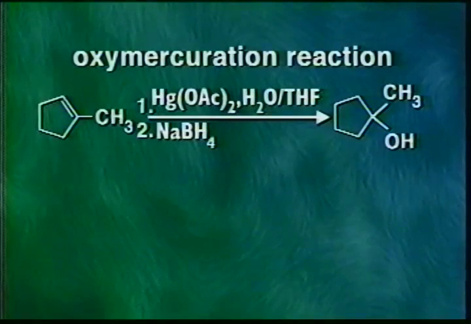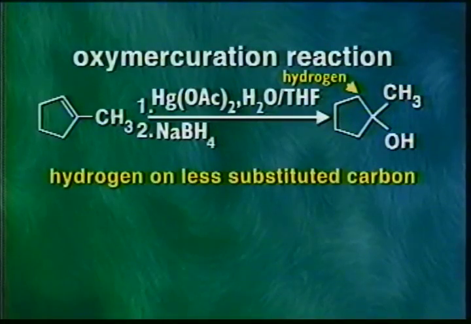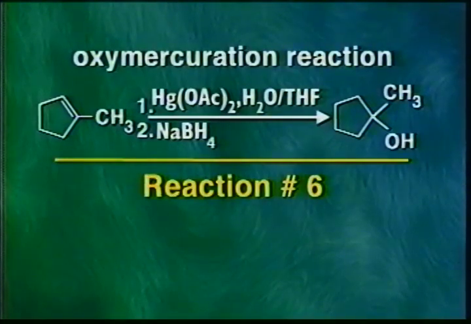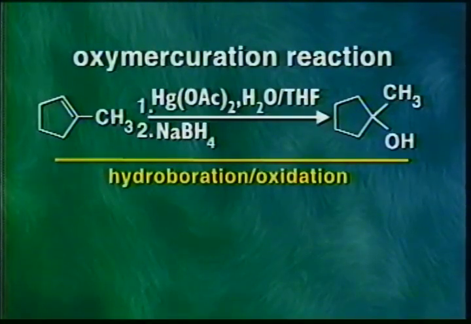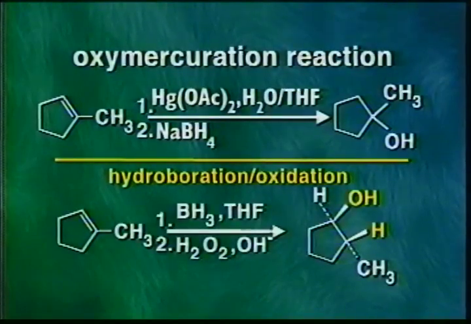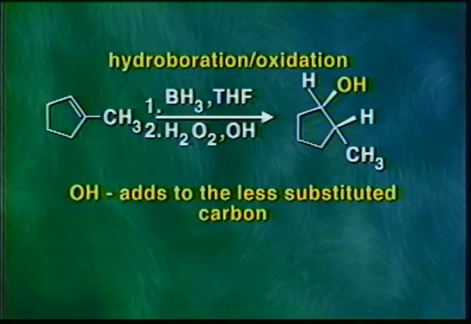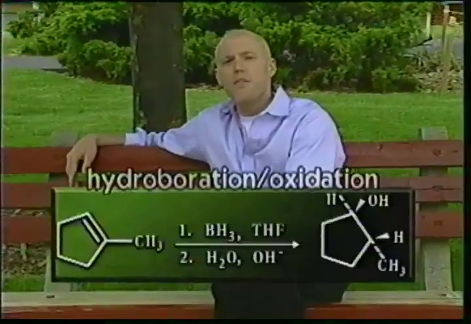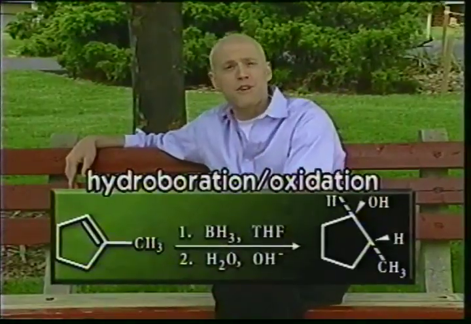The product of an oxymercuration reaction, reaction number 5, looks like this, with a hydrogen on the less substituted carbon and the OH group on the more substituted carbon. Basically, in reaction number 6, the hydroboration oxidation reaction, the hydrogen and the OH group switch places. So the OH ends up on the less substituted carbon and the proton ends up on the more substituted carbon. This is all way contrary to Markovnikov's rule.